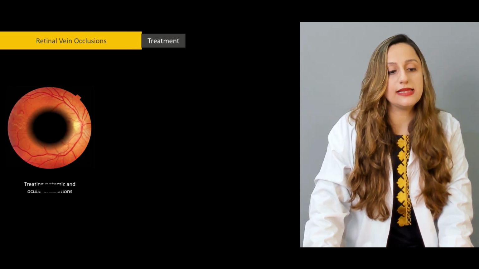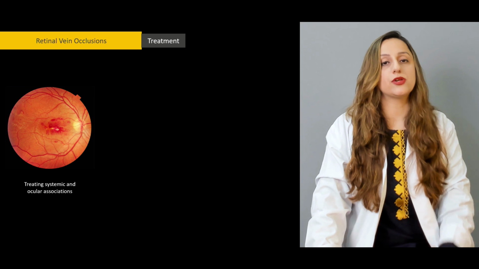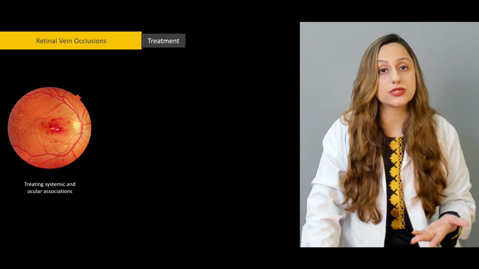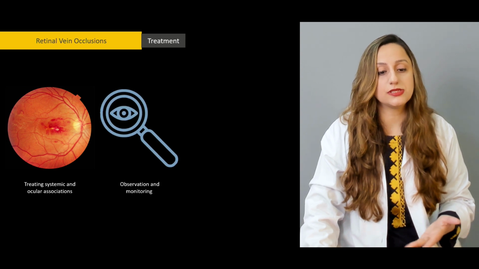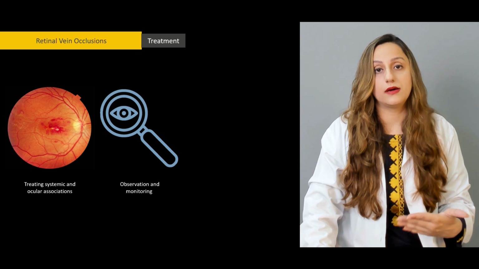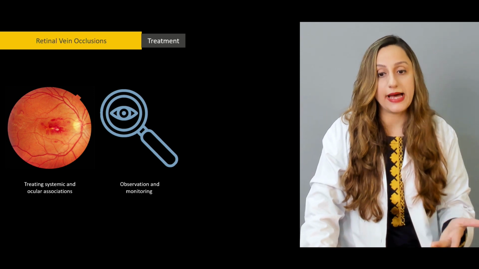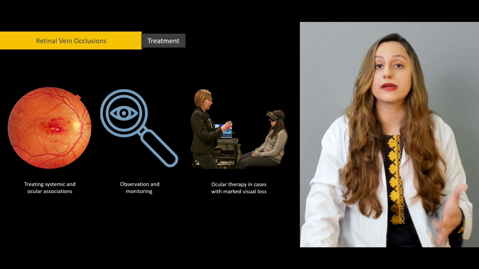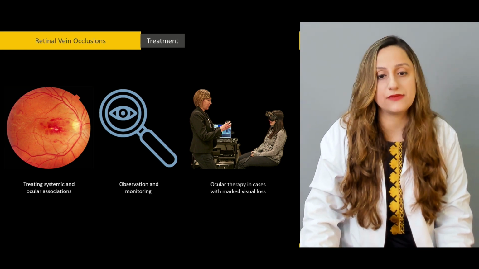The treatment modalities would include treating the systemic and ocular manifestations. So obviously you have to treat the underlying cause in that particular patient, with observation and monitoring. You have to keep on observing the visual acuity in that patient. The ocular therapy in cases with marked visual loss is again very important.